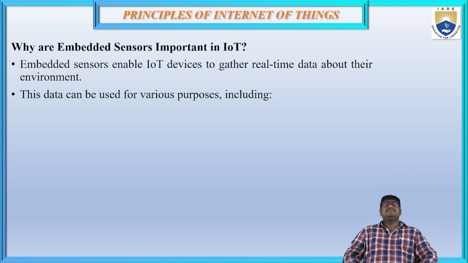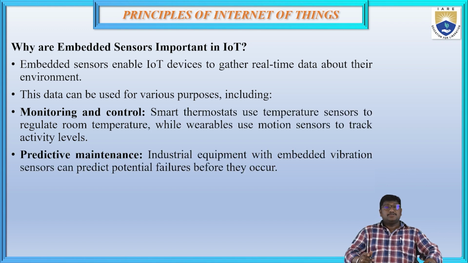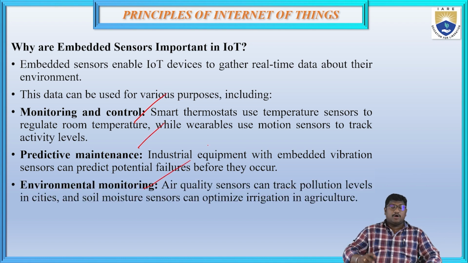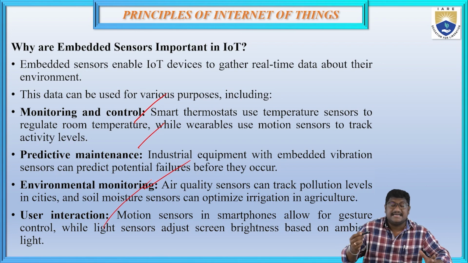Embedded sensors play a major role in the Internet of Things to grab real world information. The data can be utilized for various purposes, which include monitoring and control, predictive maintenance, environmental monitoring, and user interaction. These are the 4 different kinds of purposes for which embedded sensor data can be utilized in an IoT system.